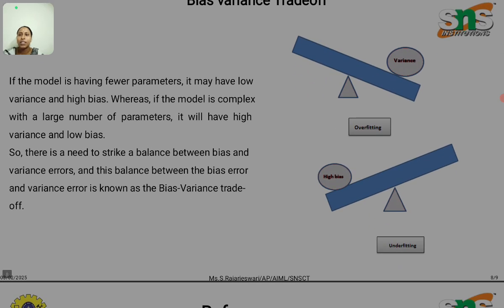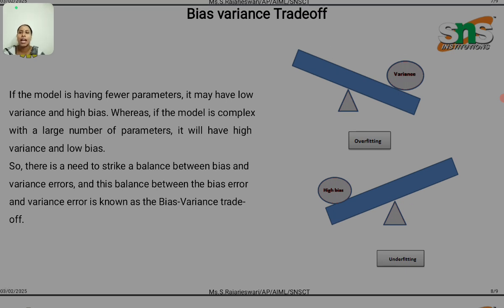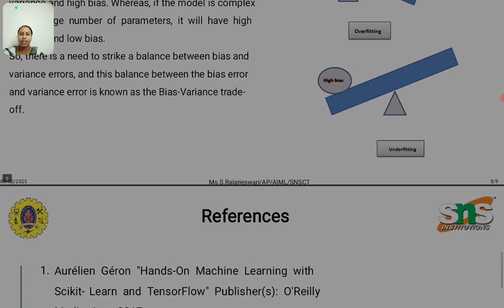And the trade-off is, if the model has fewer parameters, it may have low variance and high bias. Whereas if the model is complex with a large number of parameters, it will have high variance and low bias. So there is a need to strike a balance between bias and variance errors. This balance between bias error and variance error is known as the bias variance trade-off. The figure represents variance, overfitting, high bias and underfitting. So this is called the bias variance trade-off.